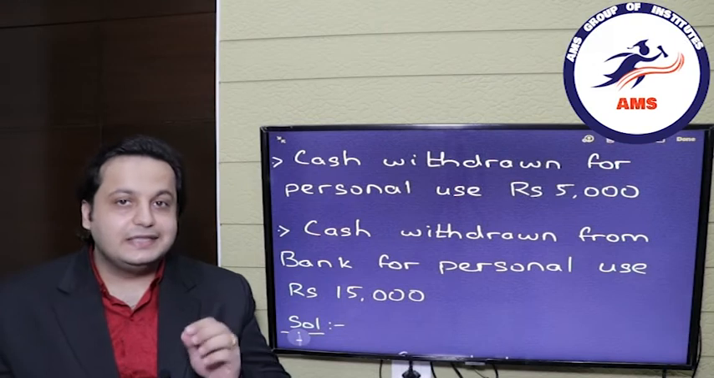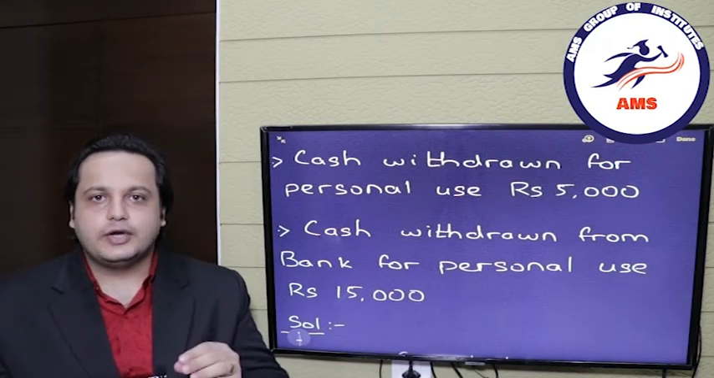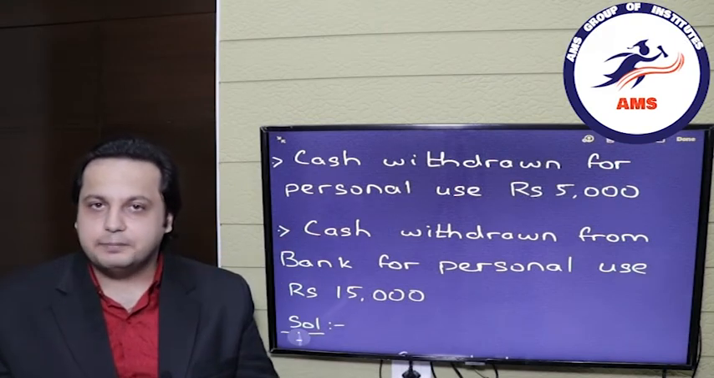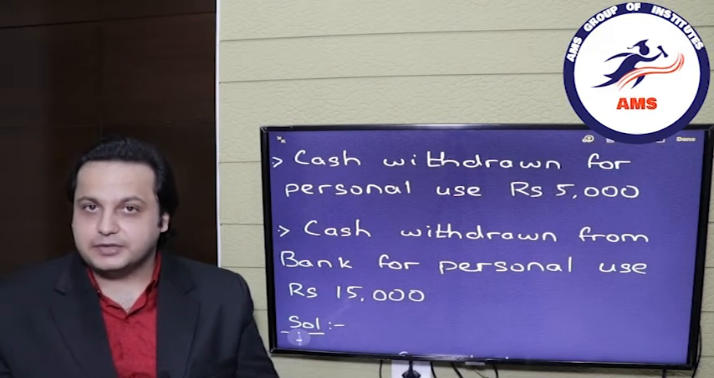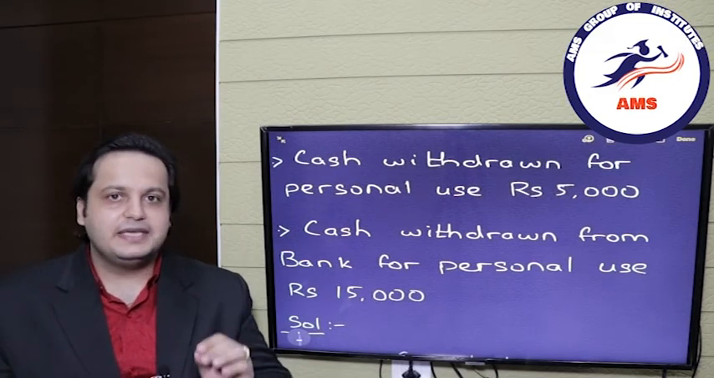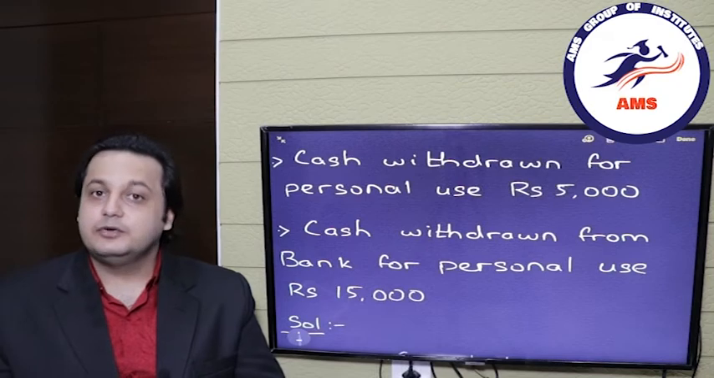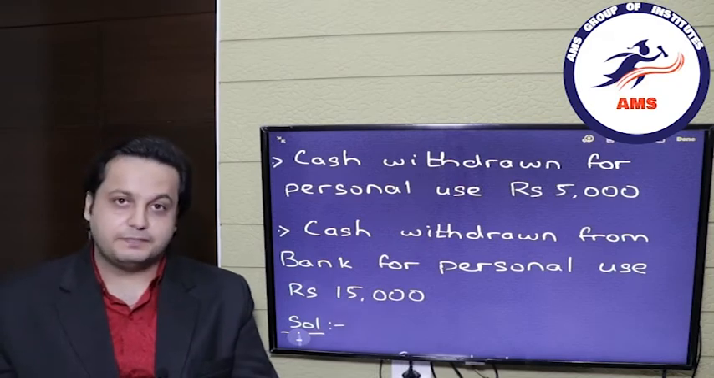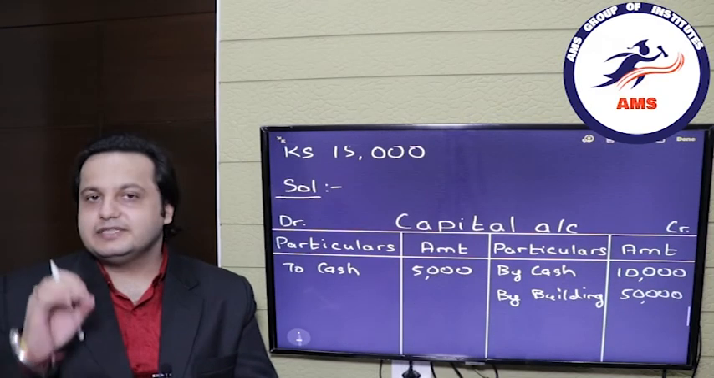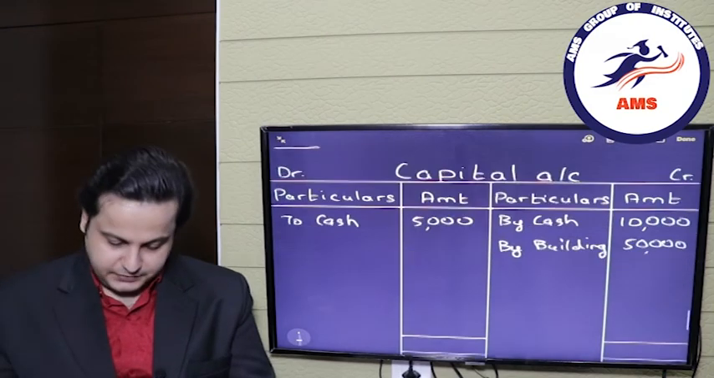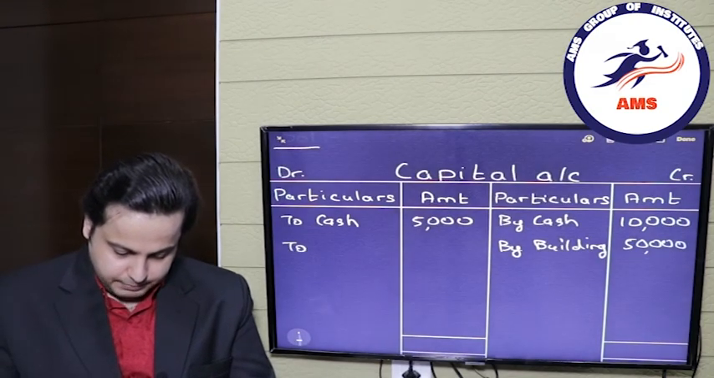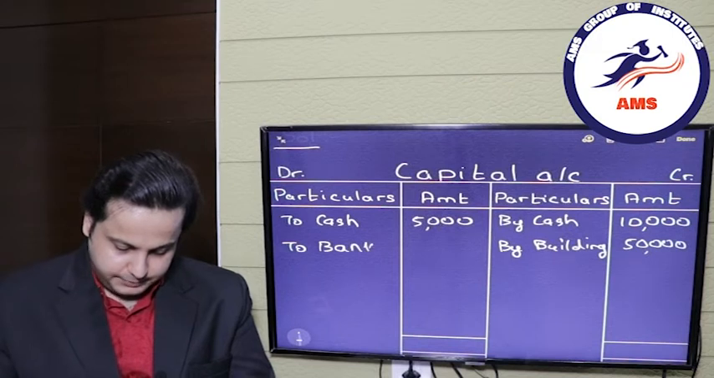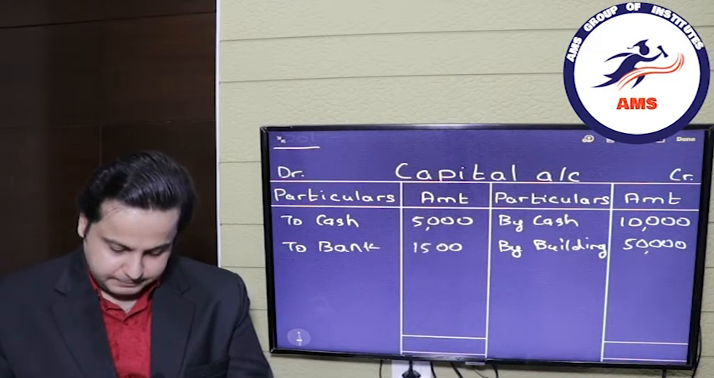The next transaction is cash withdrawn from bank for personal use, rupees 15,000. Now mind you, in this the owner is withdrawing from the bank account of the company and not the cash of the company. So the entry will be by capital account debit to bank account credit 15,000. So capital we will post on the debit side. So the entry will be to bank account rupees 15,000.